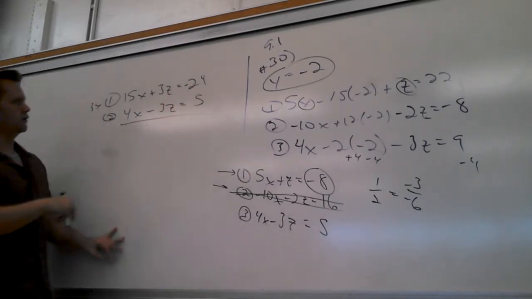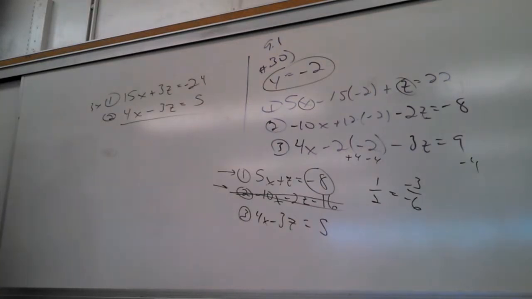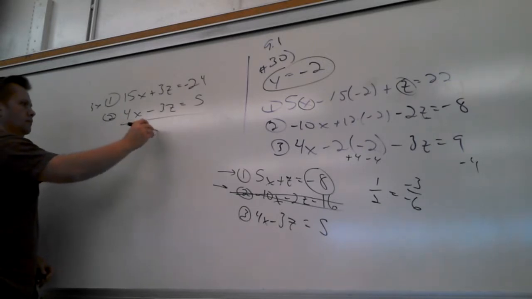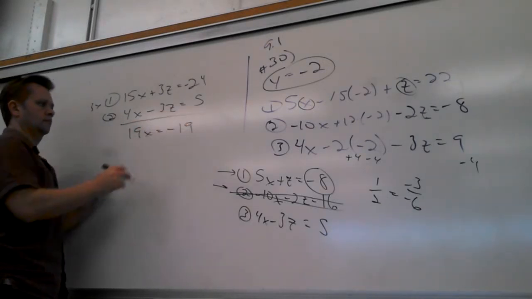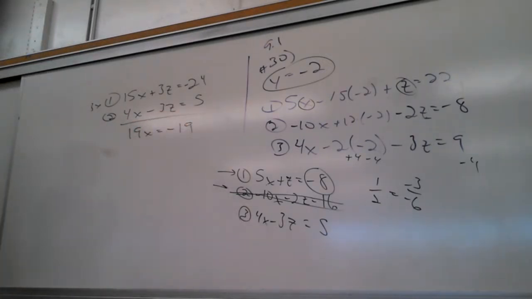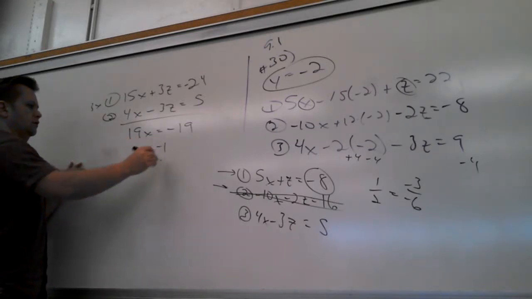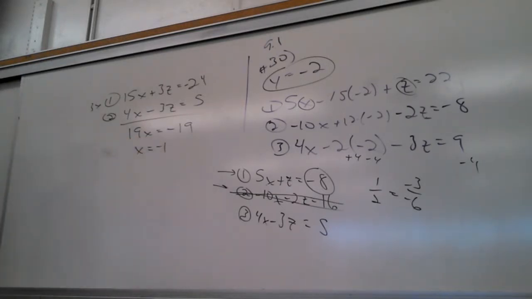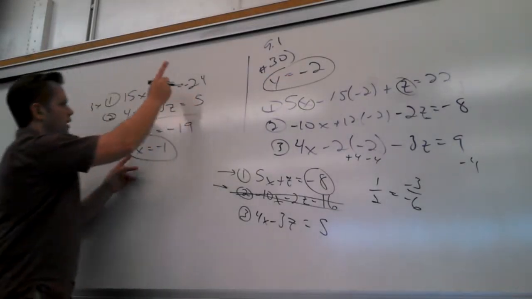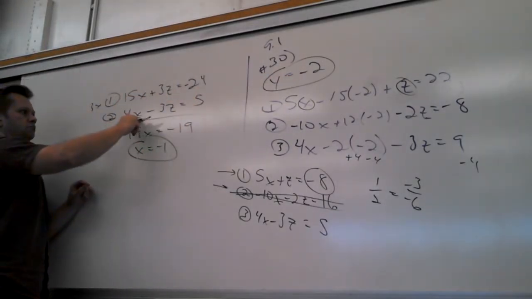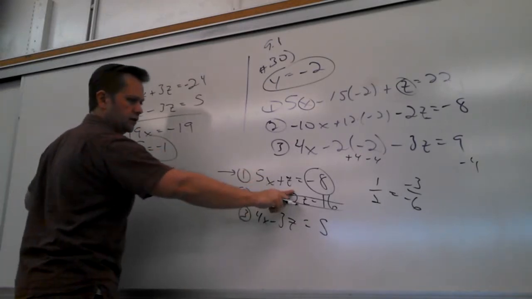So I think we figured it out. The 3z cancels out, and 15x and the 4x become 19x. 24 take away 5 is 19, so -19. Divide by 19 and you get -1. Good. You know x is -1, you know y is -2. Plug x into either one of these to figure out what z is.